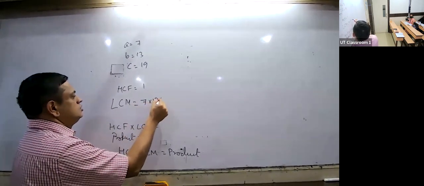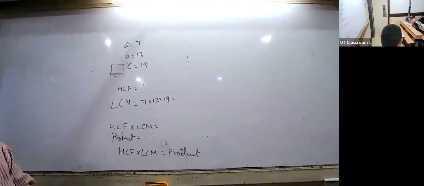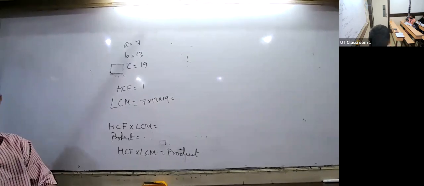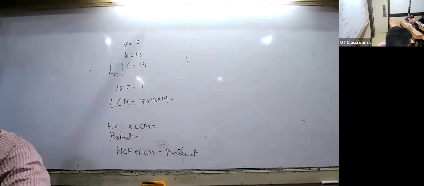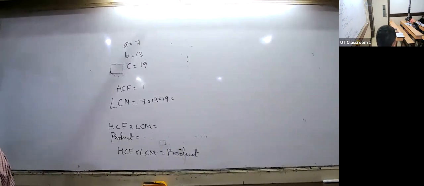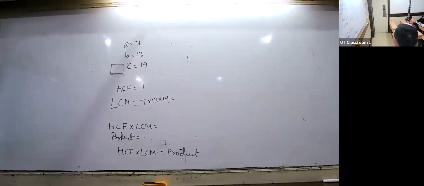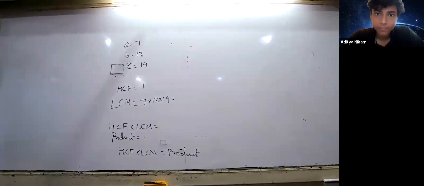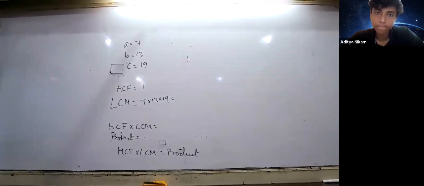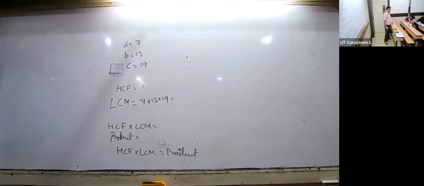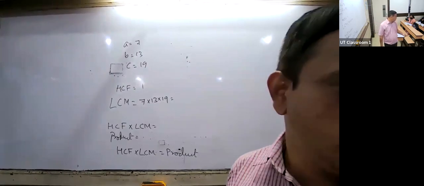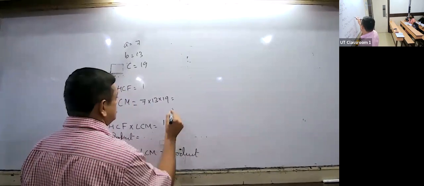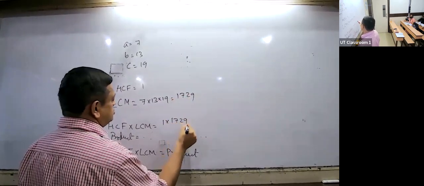7 into 13 into 19. So do it. All of you do it. Are you followed? If not followed, tell. Because this cannot be factorized. Quickly, let's see who is going to multiply first, without mistake. 1729. 13 sevens are 91. 91 into 19. So 1 into 1729, that is equal to 1729.